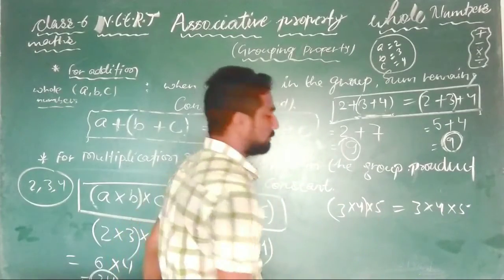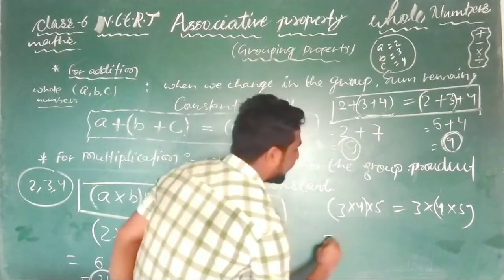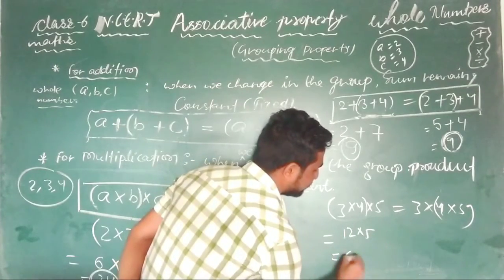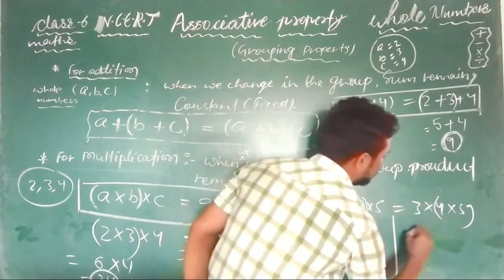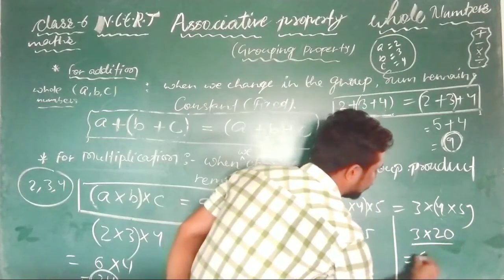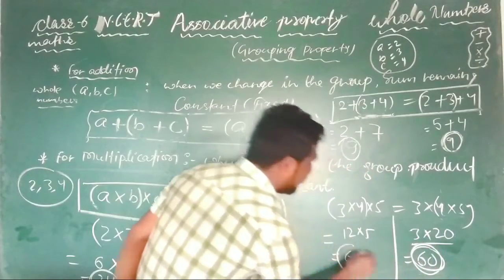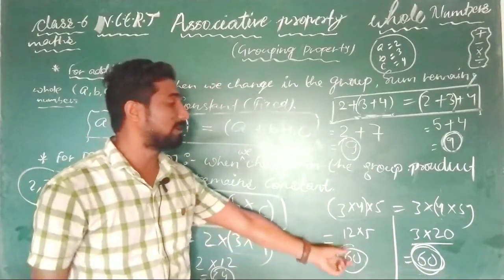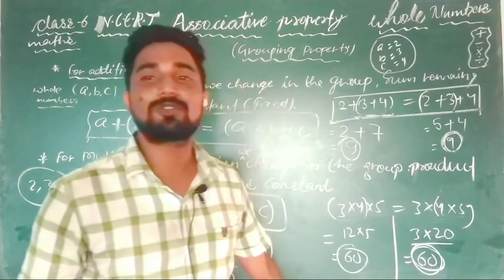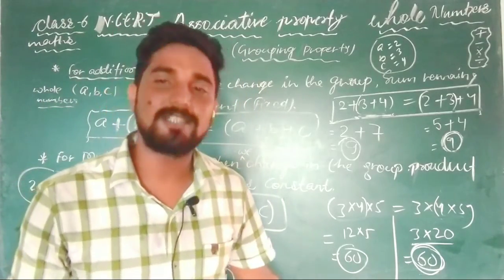First 3 and 4 in the group, now 4 and 5 in the group. Find the answer. 3 into 4 that is 12 into 5 that is what? 60. Now you see this 3 into 4 plus 5 that is 20 and 20 into 3 that is what? 60. Now you see the answer has come equal or not. So that is why it is called followed for multiplication. And sir, answer has come equal, so it is called followed. Yes, it is called followed.